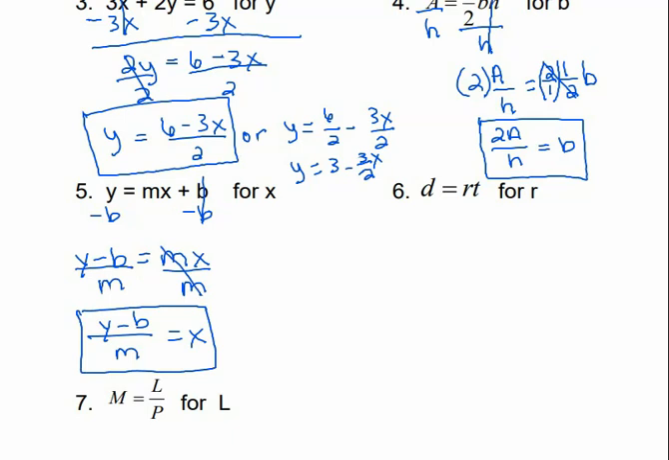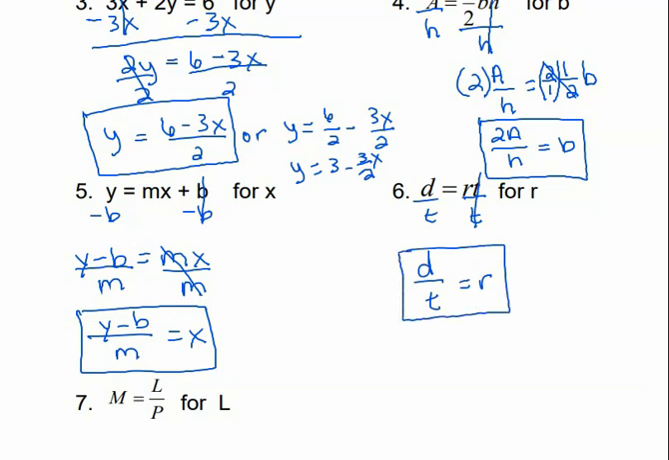To get the r by itself, and d equals rt, the r and the t are being multiplied, so I'm going to divide by t, and I'm done. D over t equals r.